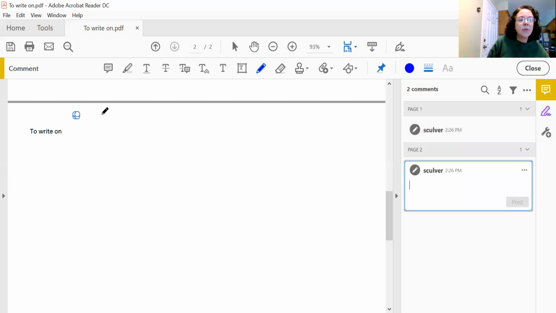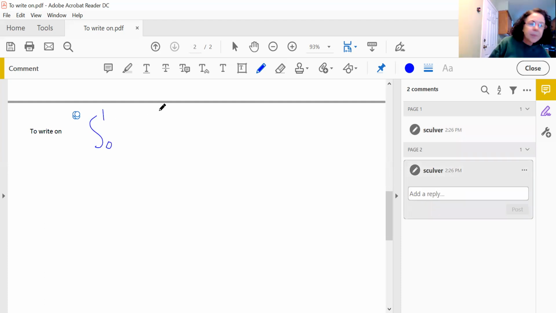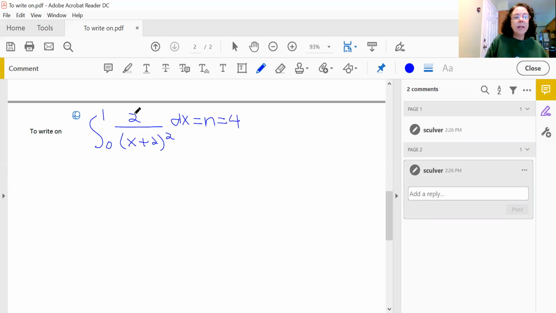We have from 0 to 1. So trapezoidal rule again, the integral from 0 to 1 of 2 over x plus 2 squared in the denominator, dx, right? And our n equals 4. There we go. So that would mean our interval is a length of 1. So each of our heights is 1/4.